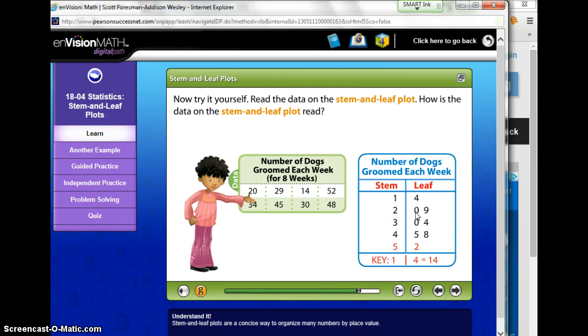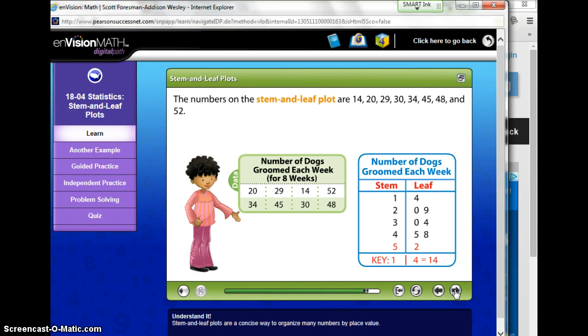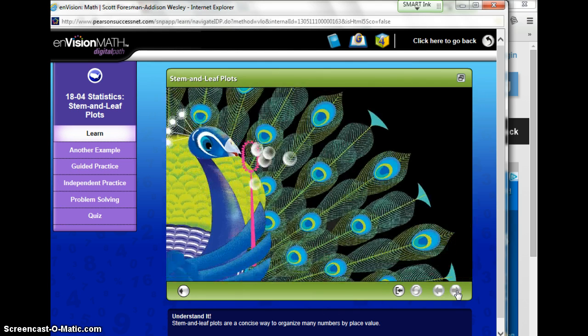I never repeat my stem, but I can repeat my leaf. So for example, are there any numbers over there that are repeated twice? Nothing, right? Nothing is repeated twice. If there were, let's pretend that there were 2 14s, we would put an additional 4 right here. Okay? So the numbers on the stem and leaf plot are all of these right there. This is how we plotted them in order. So far, so good? We're going to make some because I think it's going to help you guys.